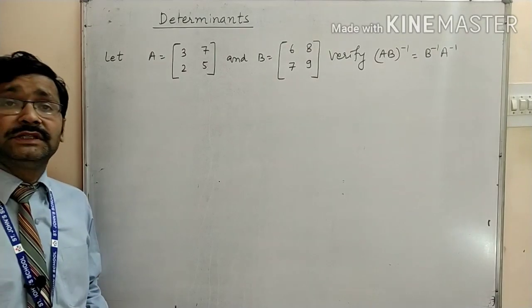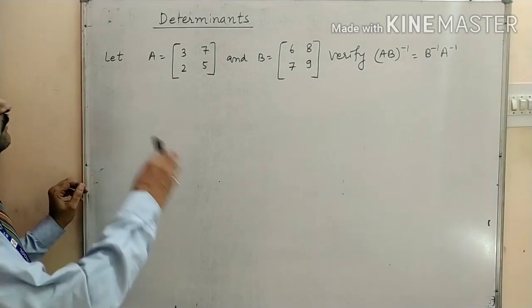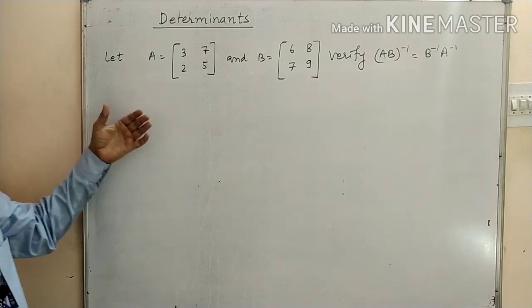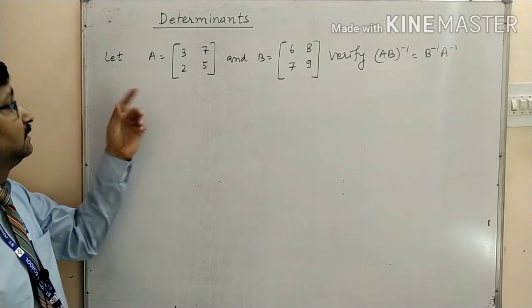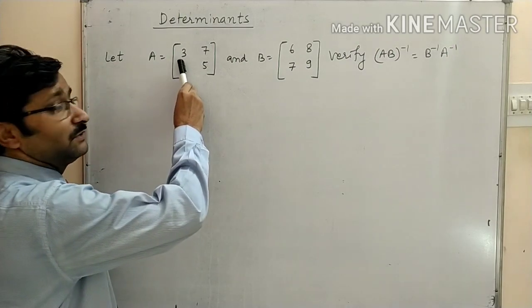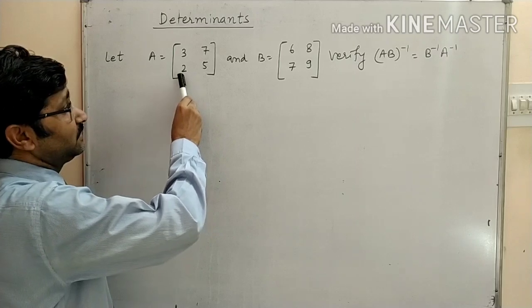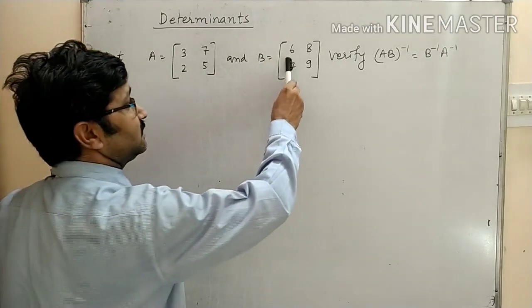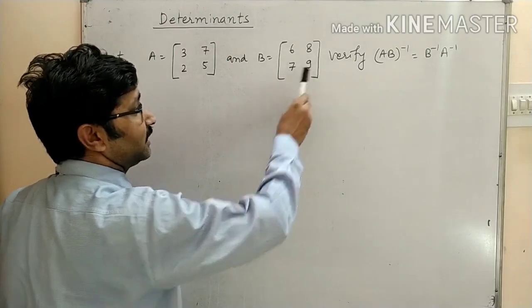Look here students, today we will do some questions. We are doing the determinant, and here we will do a mix of the determinant and the matrix. Here, matrix A is given to you: the first row is 3 and 7, and the second row is 2 and 5. And the second matrix B is given: the first row is 6 and 8, and the second row is 7 and 9.